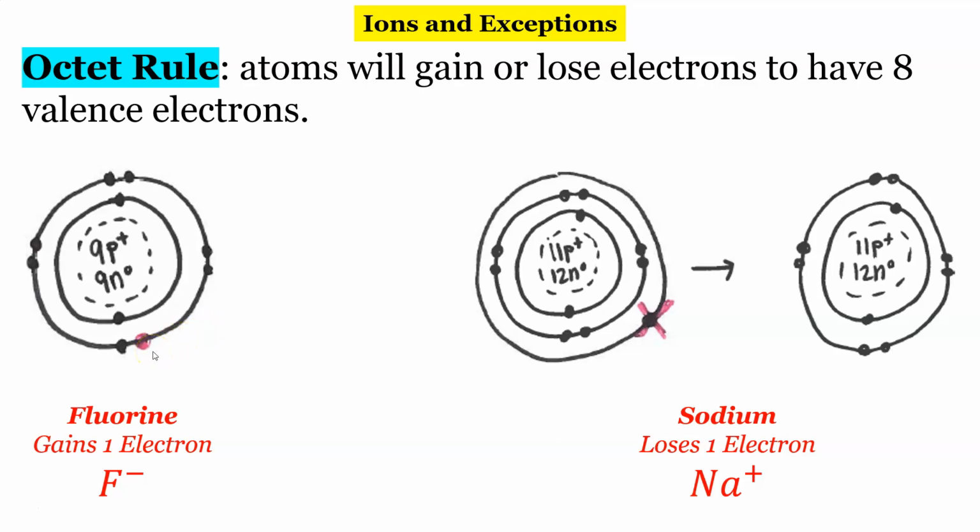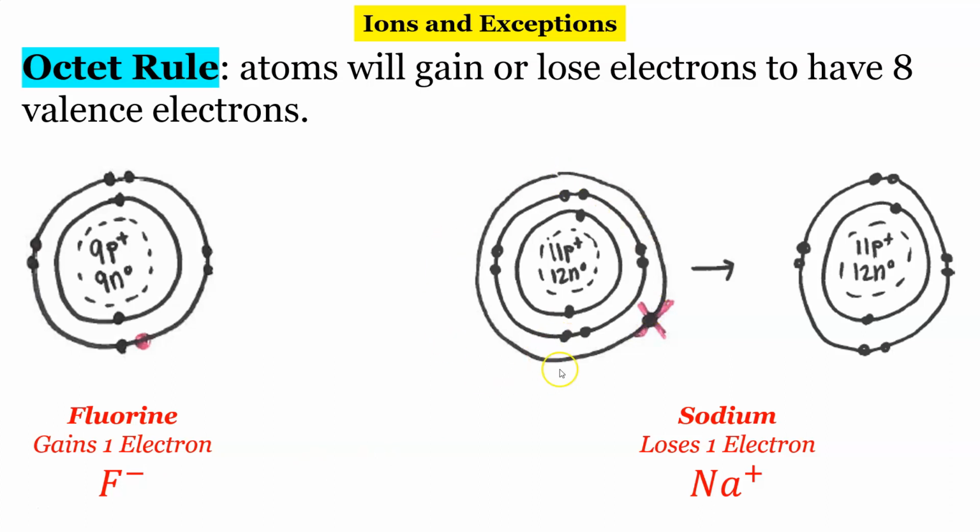Now, a neutral fluorine atom has 9 electrons. So if it gains another electron, it's now going to have 10 electrons, 9 protons, and in that case, it's going to have a charge of -1.